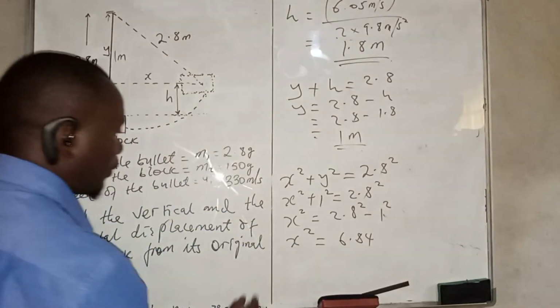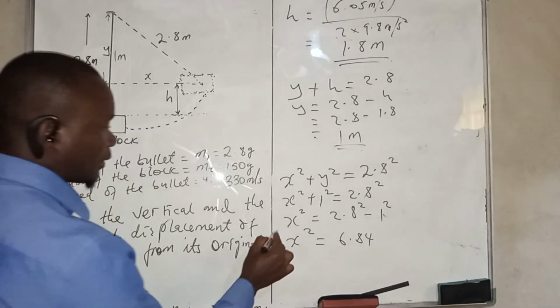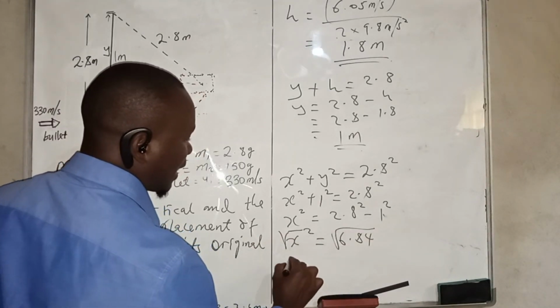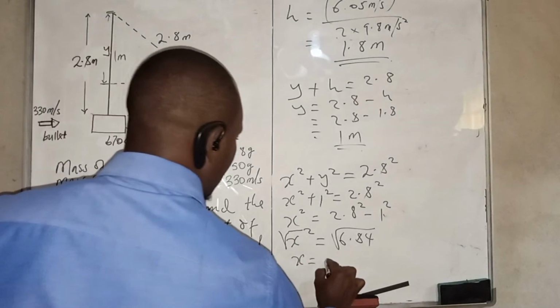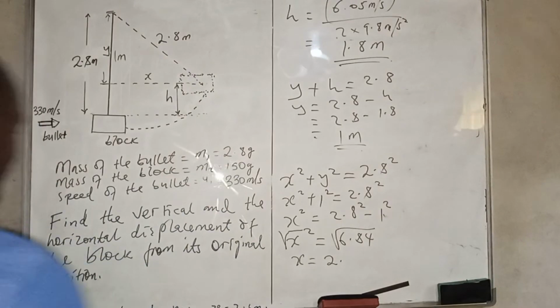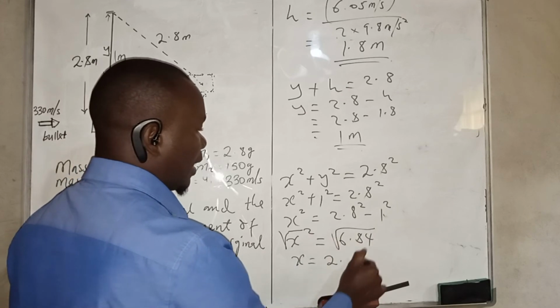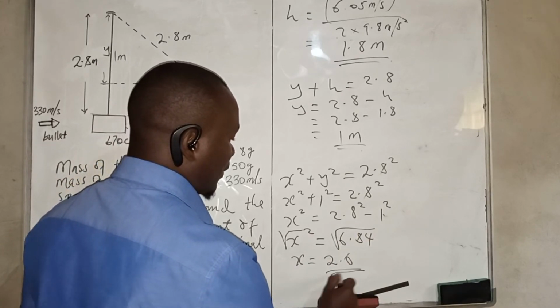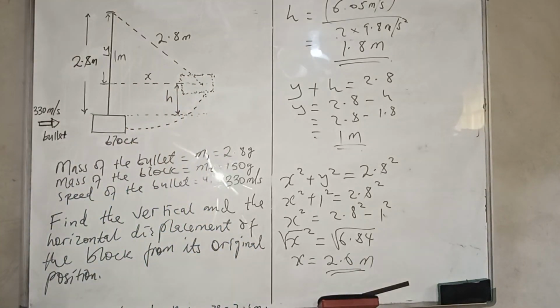So x squared is equal to 6.84. In order for us to find the value of x, we just need to introduce the square root here and also here, so that our x will be, when we punch it on a calculator, 2.6 after rounding off. So this is it. This is in meters.